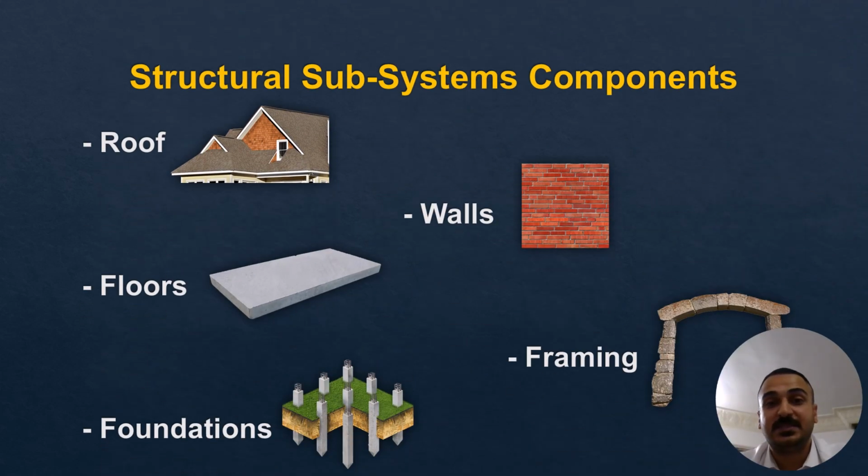Structural subsystems components. Roof, floors, foundations, walls, framings are all subsystem components, and they have to be designed by structural engineer because they work together with the basic system components to provide a strong, stable structure.